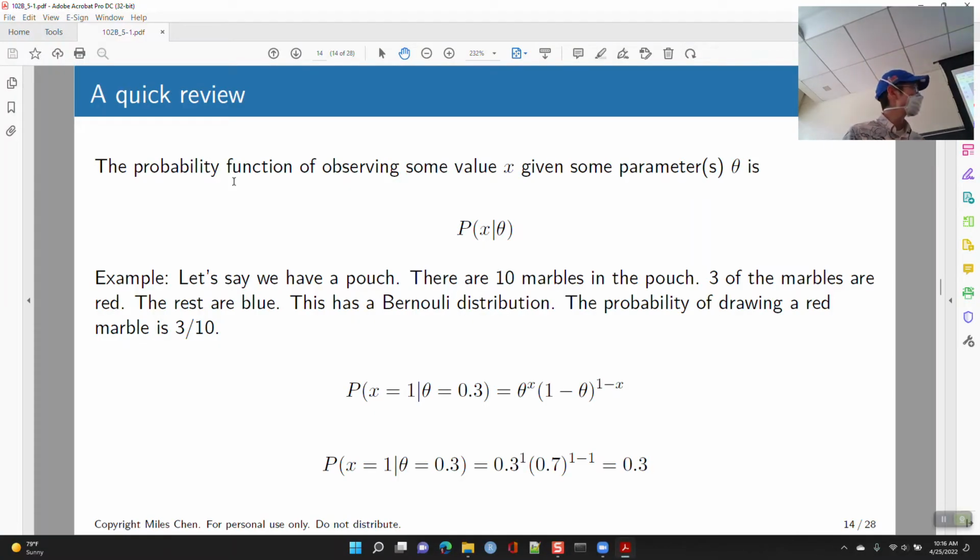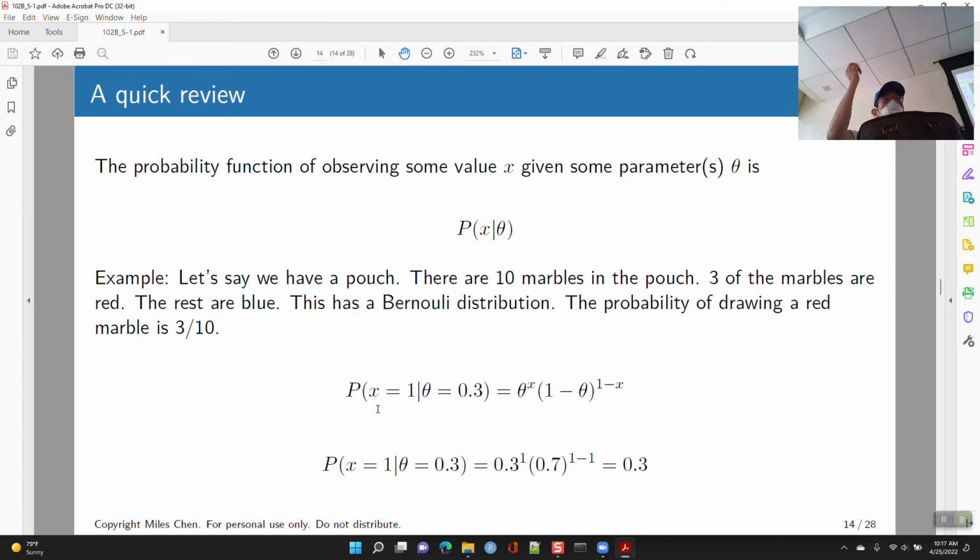We have some probability function: what's the probability of getting this particular value x for the random variable, if we have some parameter theta? So our probability function has one parameter, theta. Here's a simple example. Pretend in this bag I've got 10 marbles: 3 red, 7 blue.